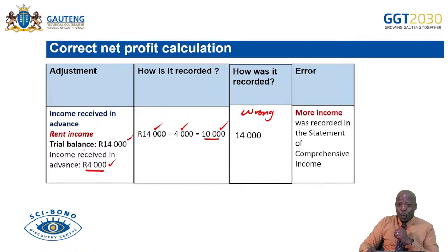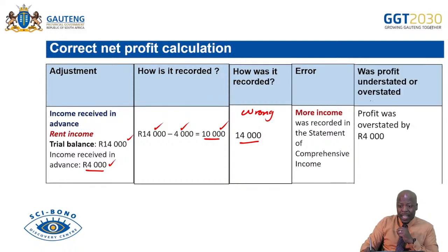All right. Now, what is the error that was committed here? More income was recorded. We were supposed to record income of 10,000. However, we recorded 14,000. That means more income was recorded in the statement of comprehensive income. If income is recorded more, what does it do? It overstates our profits. Therefore, our profits were overstated by 4,000. That is why now we end up with an incorrect net profit. Why? Because profit was overstated. We recorded more income, hence our profit is also more.